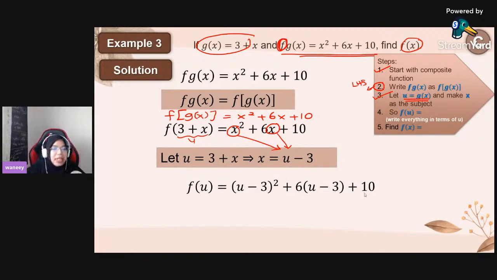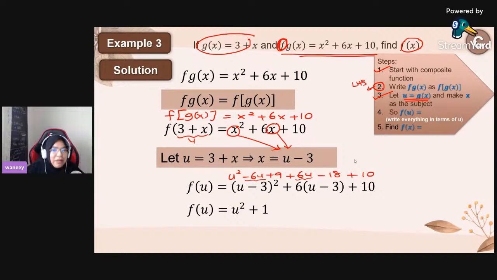And then of course you should simplify them a little bit. So this is u square minus 6u plus 9 and then plus with 6u minus with 18 and then plus with 10. So negative 6u, positive 6u, those two will cancel out. So you have 9 minus 18 and then plus with 10. So minus 9 plus 10. So the answer will be 1. So we have u square plus 1.